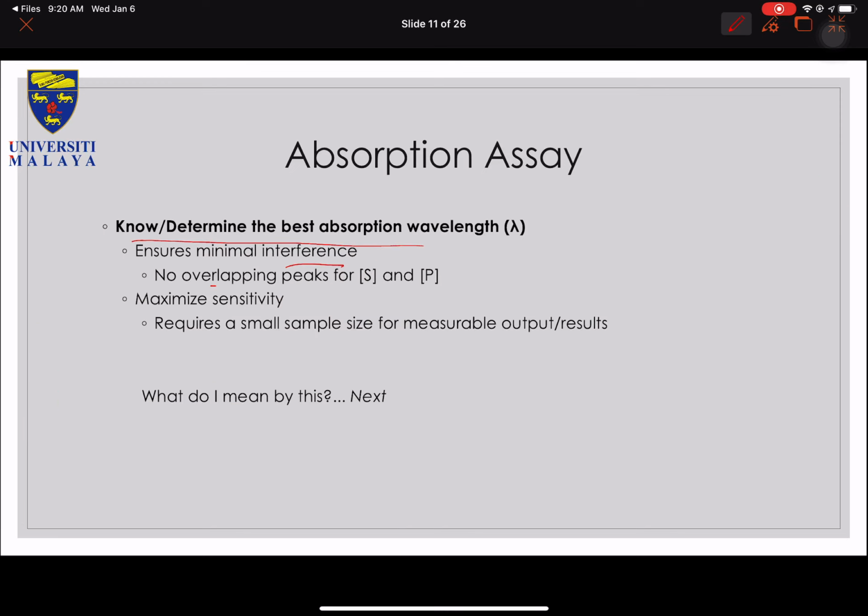Okay, so this is what I mean by no overlapping peaks between substrate and product. And also because of this specific wavelength that you choose, you will maximize the sensitivity of the assay. Sensitivity meaning that small changes in the substrate concentration, you can actually see. So that's why you want to maximize the sensitivity.